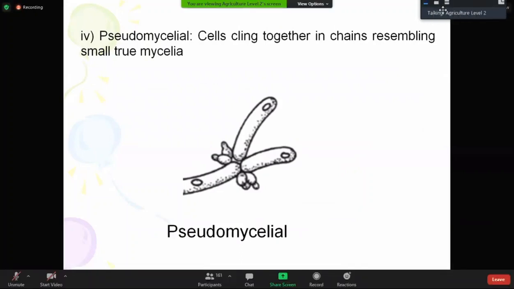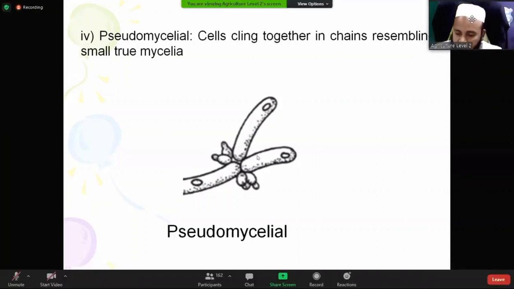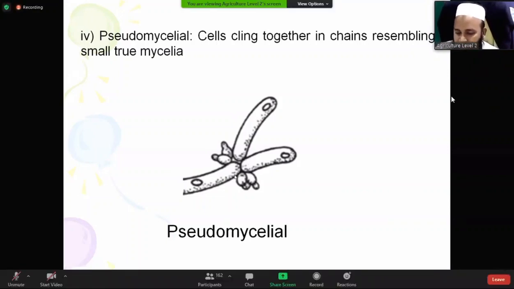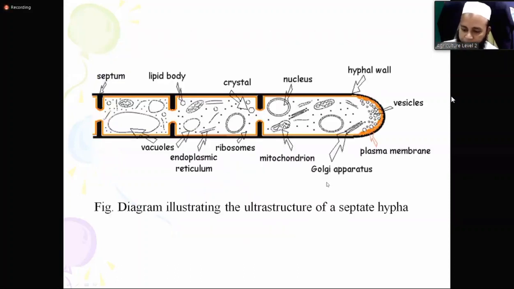There is another type of thallus, called pseudomycelial. Actually, they are not originally attached. They just join together, cling together in a chain. So it looks like mycelial, but they are not originally mycelial. So we also studied the outer structures of a septate hypha.